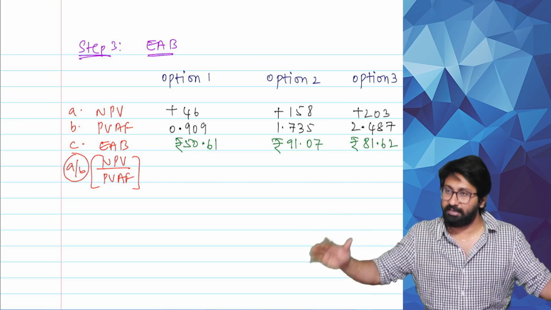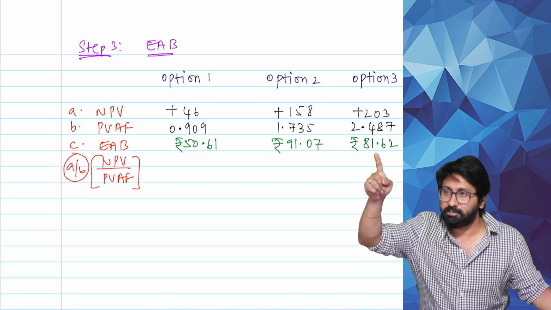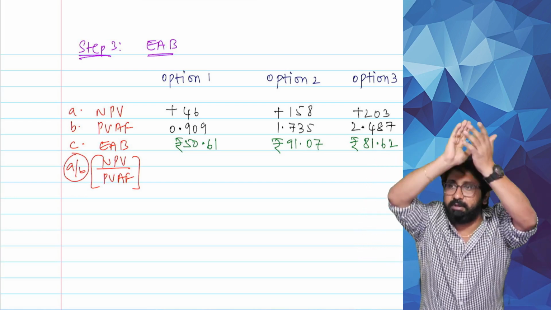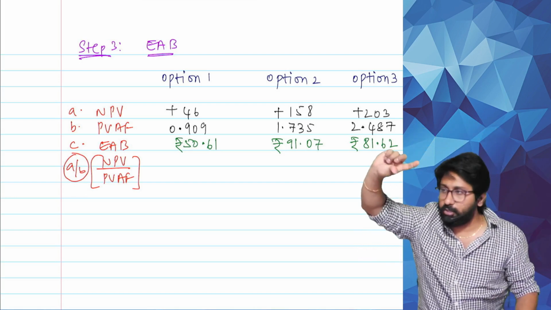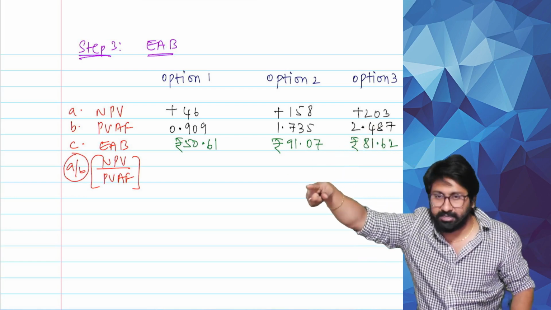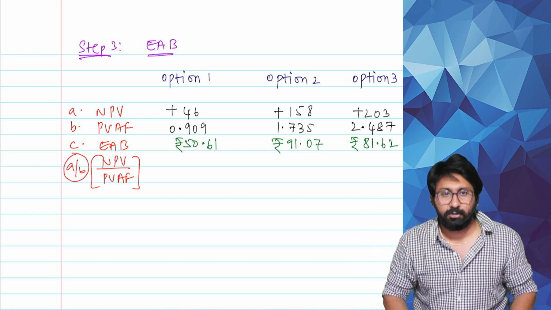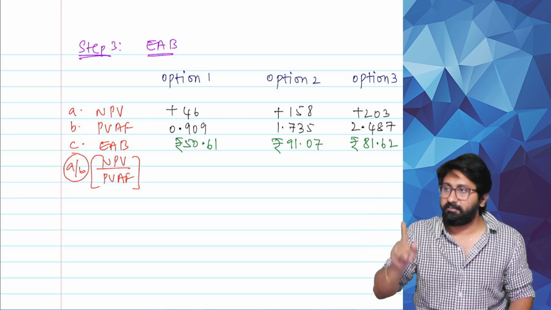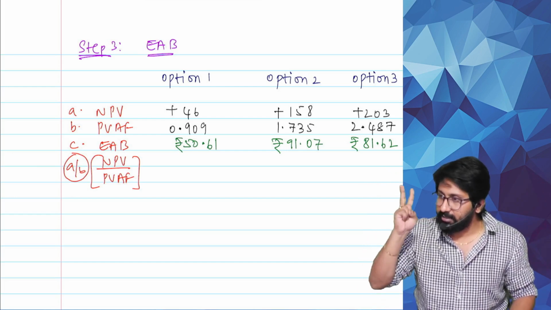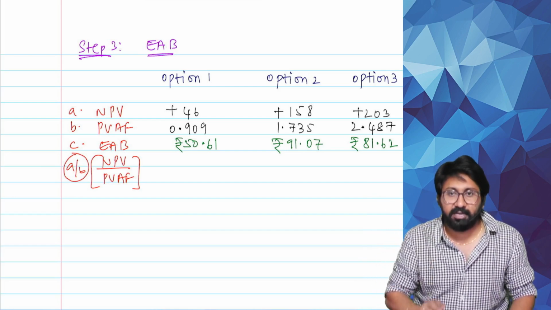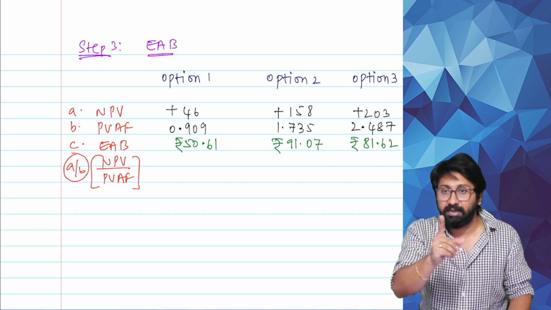This is the final answer for this question. Did everyone understand the concept clearly? One clap if you understand. Everyone in the class understood how to do the replacement concept. Tell me what are the 3 steps. Don't forget the steps. First one, summary cash flows. Second one, NPV. Third one, EAB. Don't forget to do that.